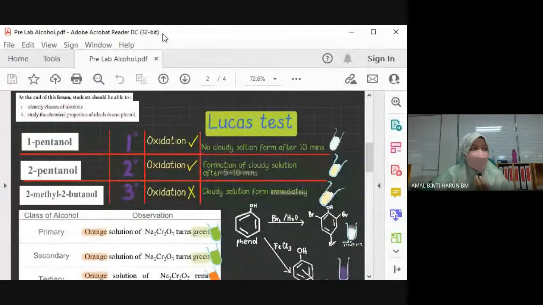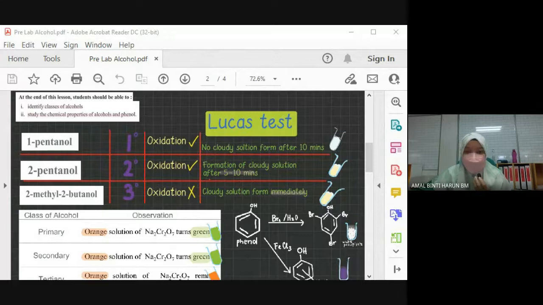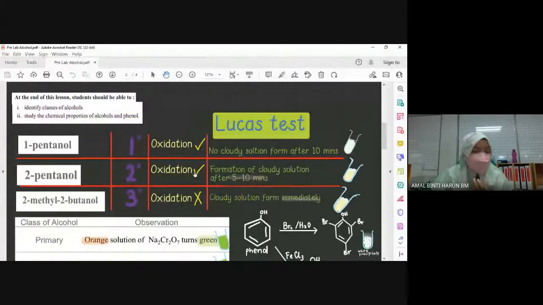Saya nak cuba tukarkan. Sekarang nampak kan? Alright.